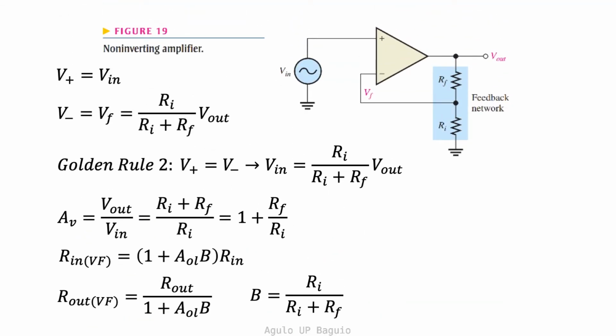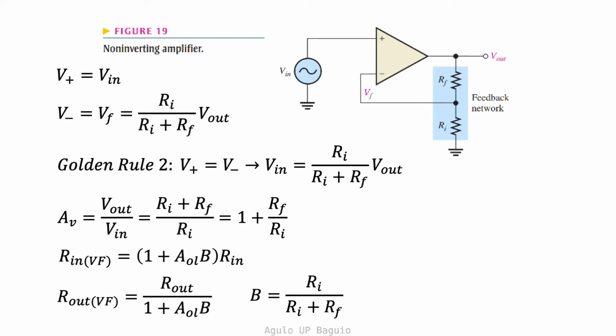Let's apply the golden rules to the non-inverting amplifier. We label the non-inverting input as V+, while the inverting input as V-. The non-inverting input is just equal to the input voltage. The inverting input is the output taken at R sub I with respect to ground. We recognize the feedback network to be the voltage divider. Thus, the inverting input is equal to the output of the voltage divider when the input of the voltage divider is the output of the op-amp.